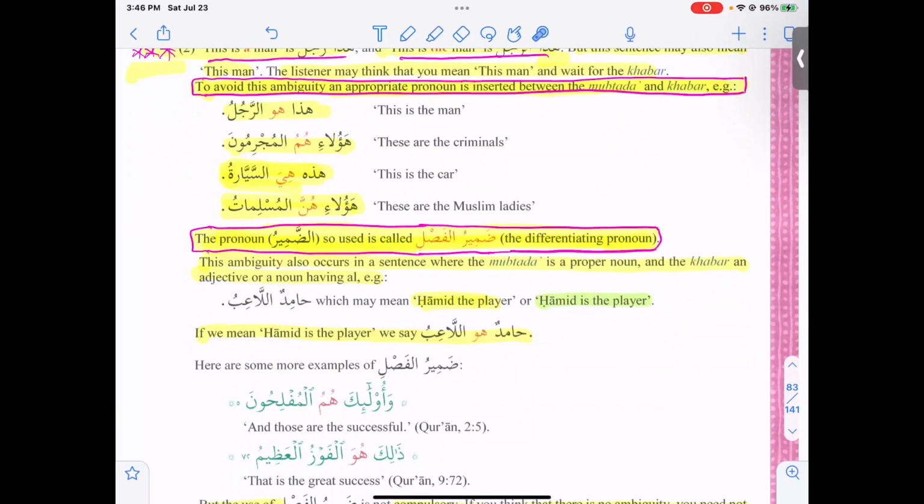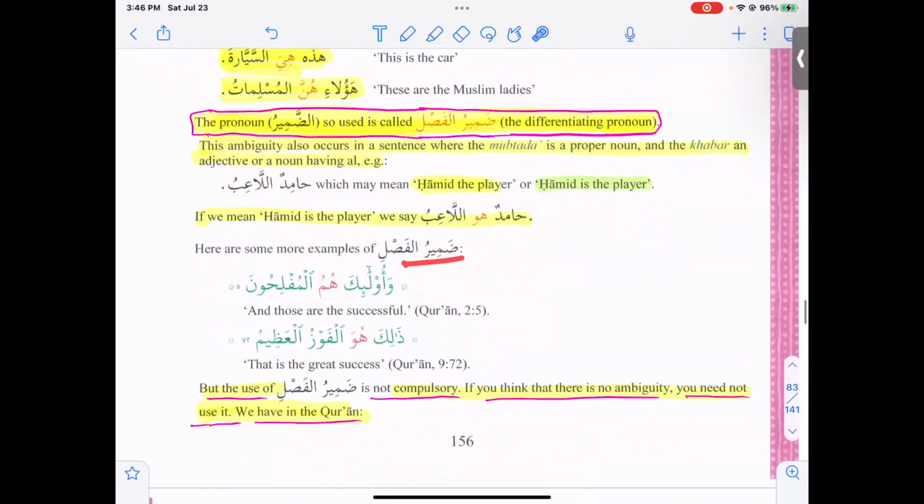Here are some more examples of Damirul Fasli. Here is from the Quran, my brothers and sisters. Beautiful, right? Ulaika humul muflihun. Those are the successful. This is Surah Al-Baqarah. Zalika huwa al-fawzul azim. That is the great success.